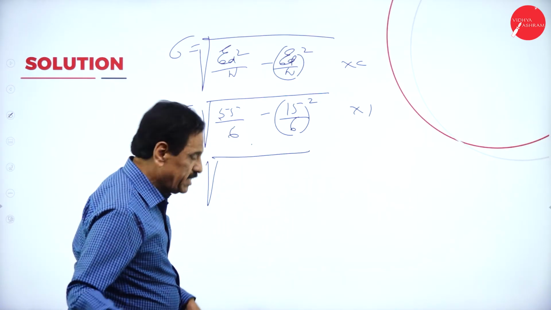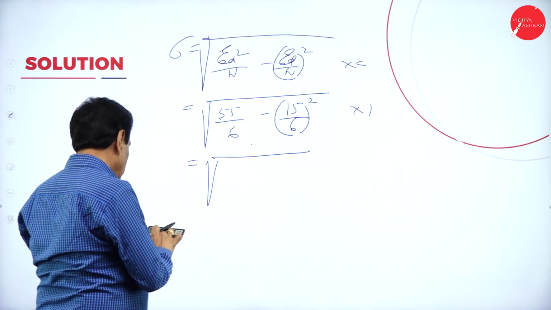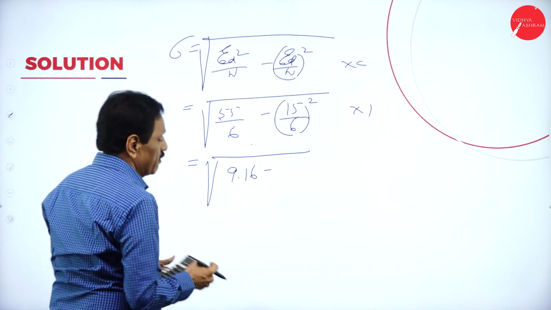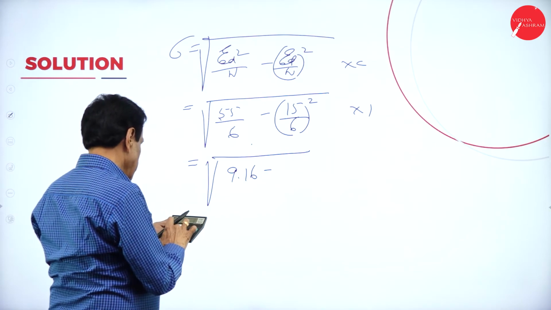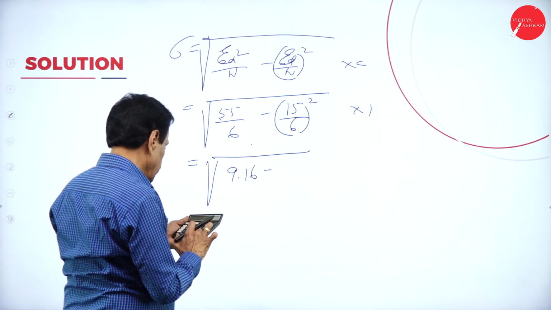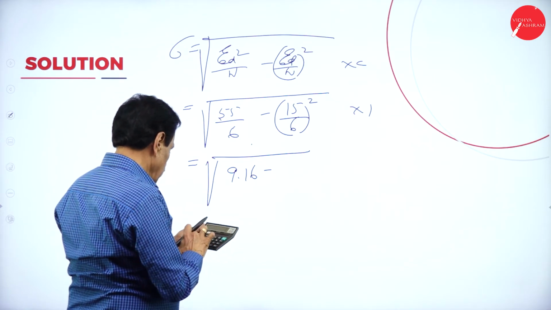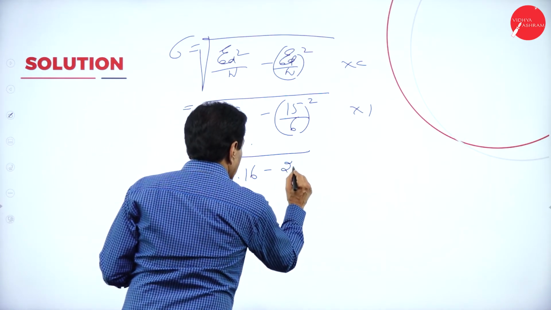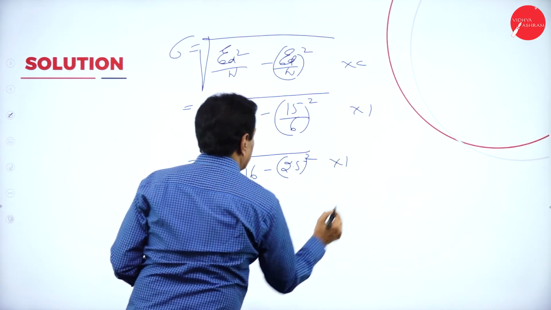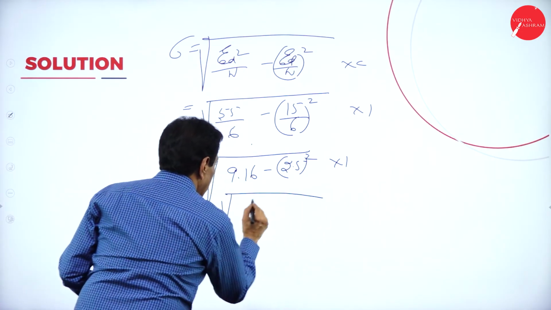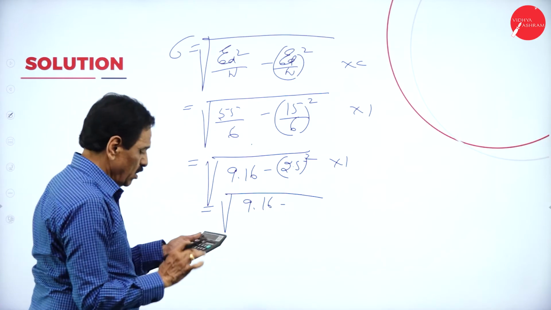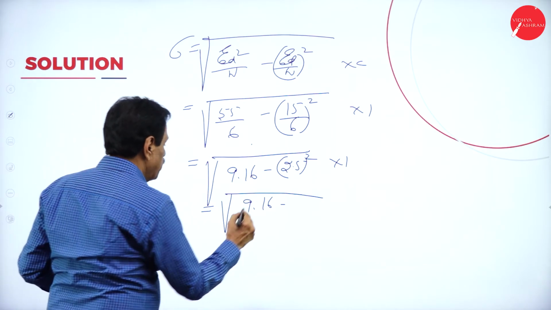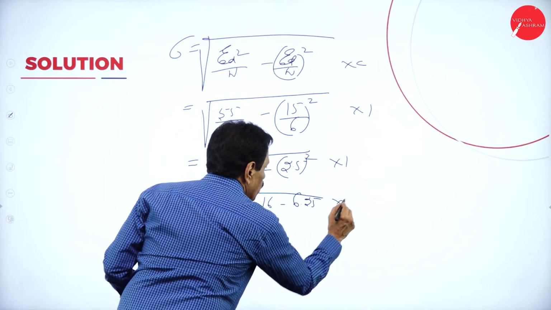55 divided by 6 is equal to 9.16, minus 15 divided by 6, that is 2.5 whole square into 1. Then root of 9.16 minus 2.5 into 2.5, which is equal to 6.25, into 1.